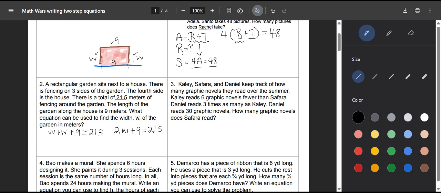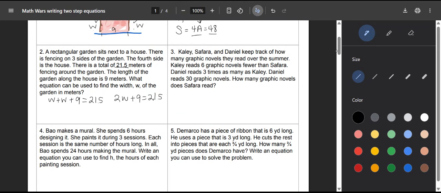Okay? So now you're going to solve a problem, and I'll read it out and get you started, and then I want you to pause the video and then come back and check your work. Kaylee, Safara, and Daniel keep track of how many graphic novels they read over the summer. Kaylee reads 6 graphic novels fewer than Safara, so if I know Safara's, I can find 6 less than that. Daniel reads 3 times as many as Kaylee, and Daniel reads 30 graphic novels. How many graphic novels does Safara read? So I want you to please pause this video, write your equation, and then come back to see how you did.